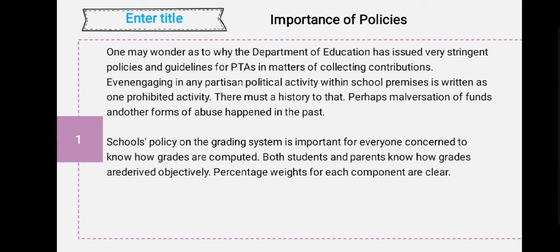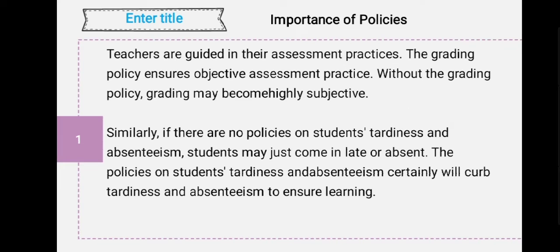School's policy on the grading system: it is very important for everyone concerned to know how grades are computed. Both students and parents know how grades are derived objectively. Percentage weights for each component are clear. So teachers are guided in their assessment practices. The grading policy ensures objective assessment practice. Without the grading policy, grading may become highly subjective. Similarly, if there are no policies on student tardiness and absenteeism, students may just come in late or be absent. The policies on student tardiness and absenteeism certainly will curb tardiness and absenteeism to ensure learning.